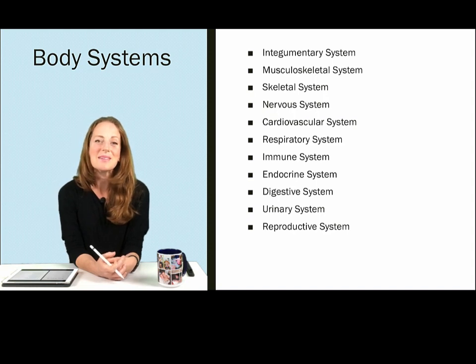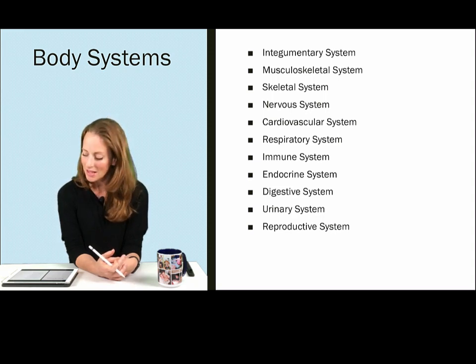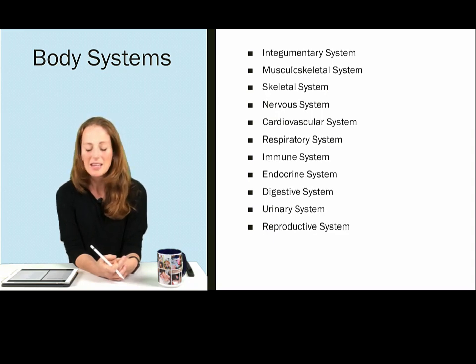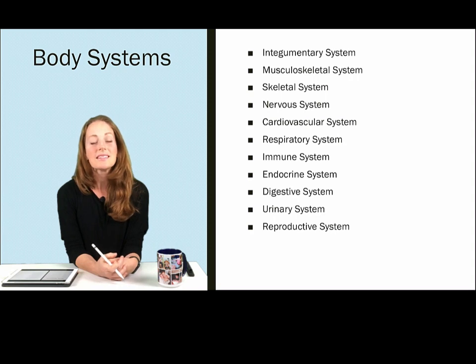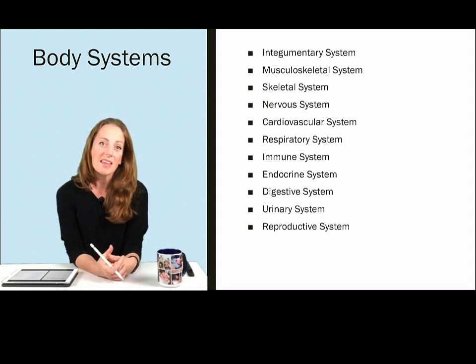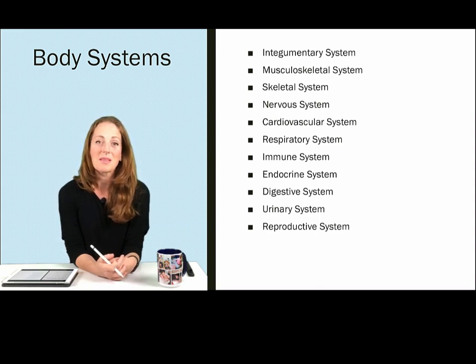If it's been a while since you've studied physiology, let's review the 11 body systems: the integumentary system, the muscular system, the skeletal system, the nervous system, the cardiovascular system, the respiratory system, immune system, endocrine system, digestive, urinary, and reproductive. There are different approaches to physiology. Usually, we do systems-based physiology, where we look at the individual functions of the different systems and how they create balance within the body.